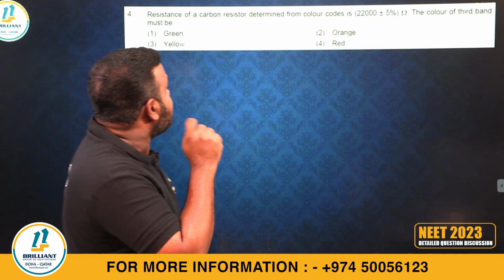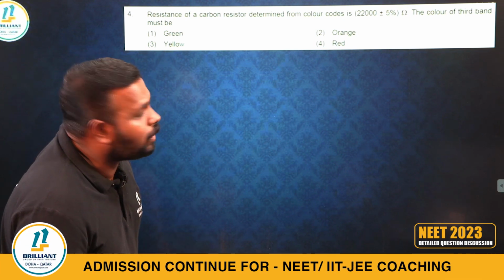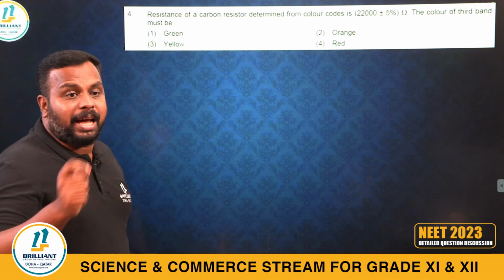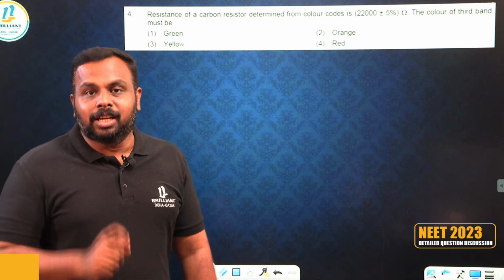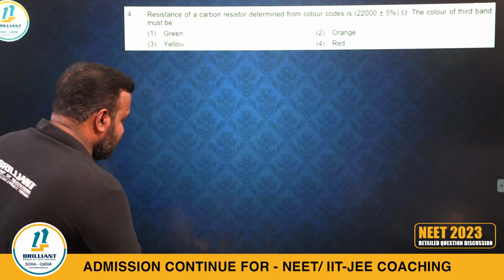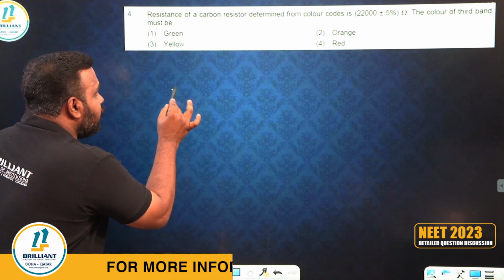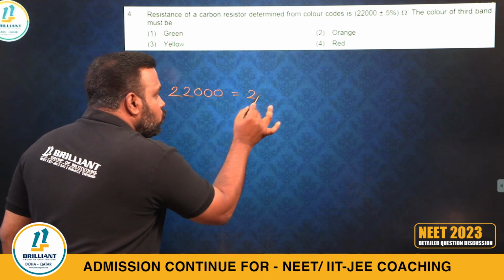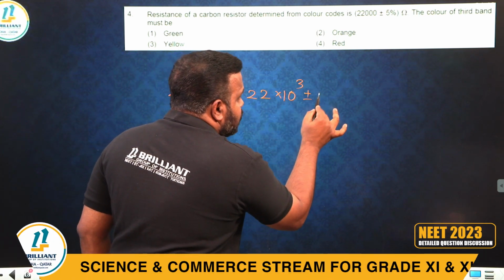Look at this. Resistance of a carbon resistor determined from color codes is 22,000 plus or minus 5% ohm. The color of the third band must be, third band. Okay, question from current electricity chapter. Color code of resistors. Hope you remember this. See, look at the number 22,000 plus or minus 5%. So 22,000 ohm. How can you write 22,000? 22,000 is equal to 22 into 10 to the power 3 plus or minus 5%.